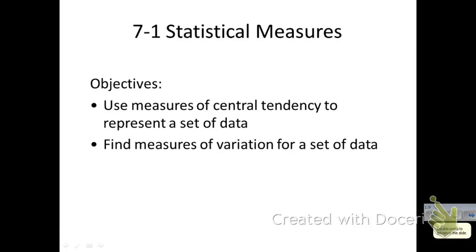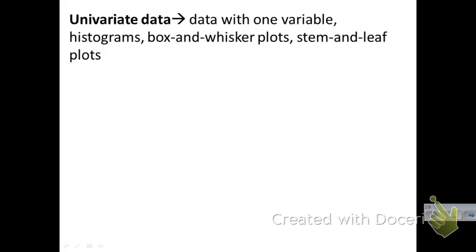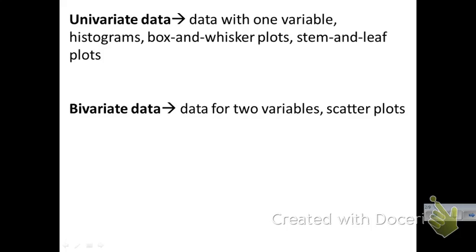Okay, today we introduced statistical measures, so we're going to first talk about the measures of central tendency, and then we'll also talk about measures of variation. So univariate data is data with one variable. We use these in histograms, box and whisker plots, and stem and leaf plots. We have what are called bivariate data, and this is data for two variables.